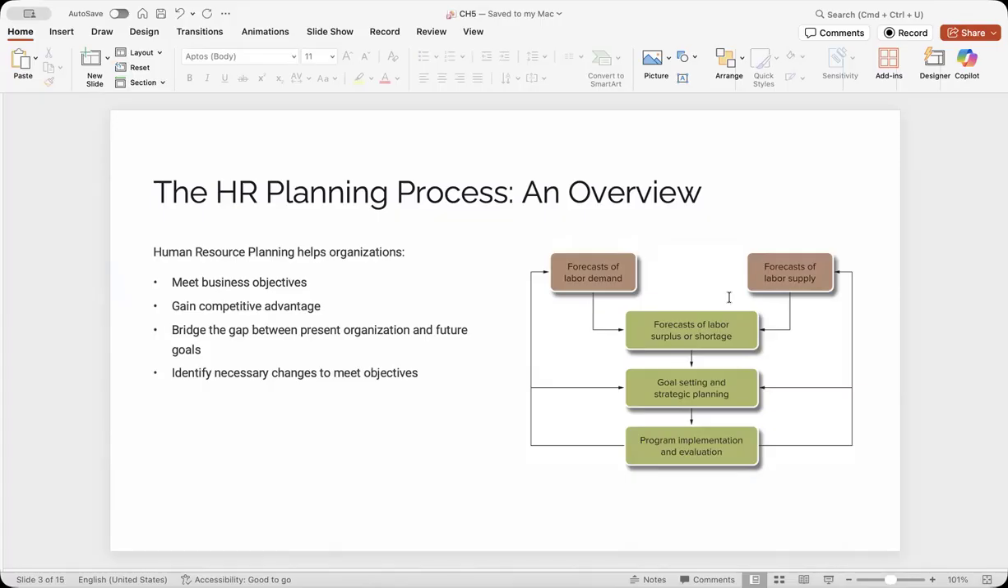Bridge the gap between present organizational and future organizational goals, right? So, what's happening in the organization now, and what are our future goals? And then we want to identify necessary changes to meet these objectives. First and foremost, we want to forecast labor demand, right? And we look at forecasts of labor, either surpluses or shortages.